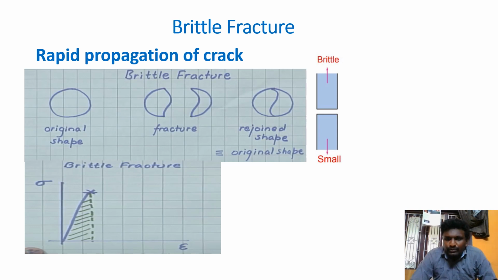For the brittle fracture we can't draw the stress strain curve, because when the material undergoes the first impact itself, it goes for a failure. So we can't go for the stress strain curve. Basically, brittle fracture is for brittle materials like tiles: when the load is applied, it breaks. The rapid propagation of cracks.